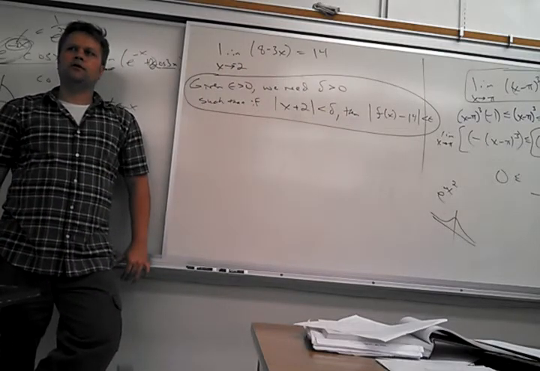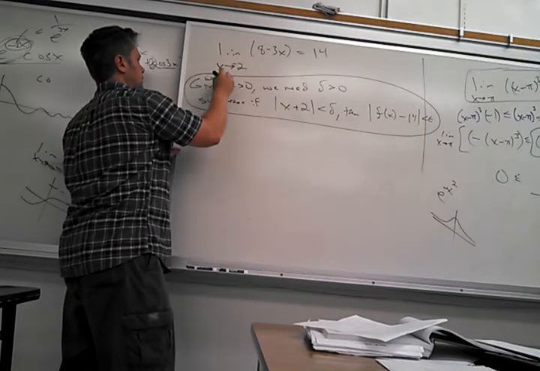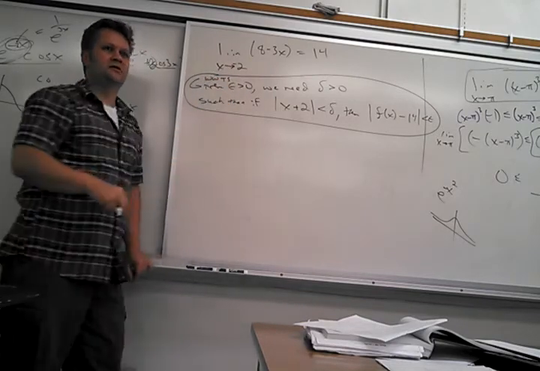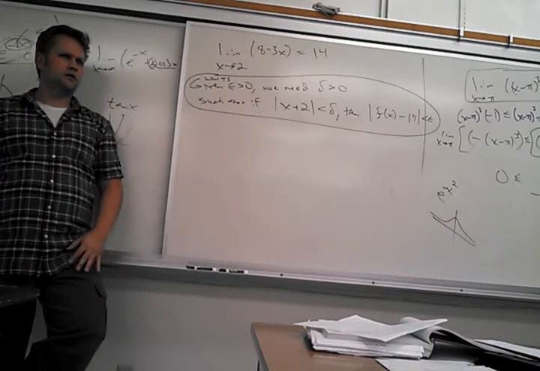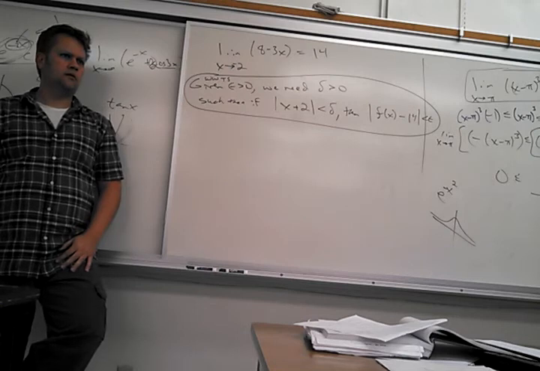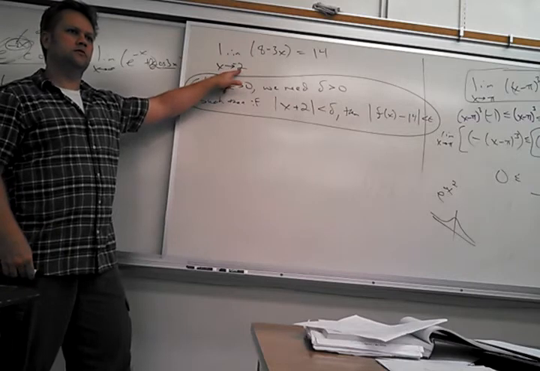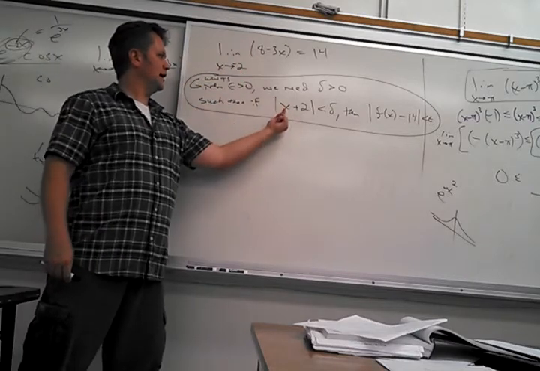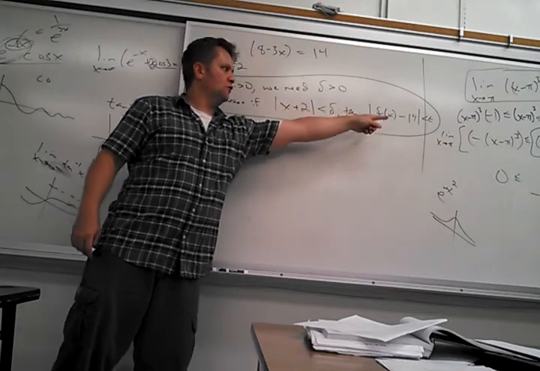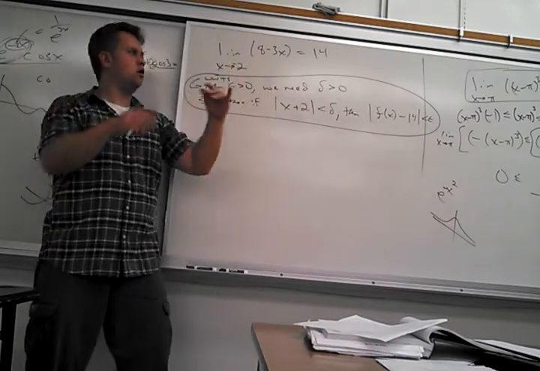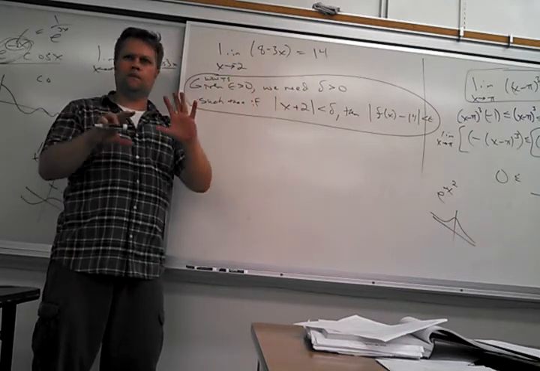Is that what you want to show? And very often we would say, WWTS, we want to show. That would be kind of like setting things up for ourselves. The absolute value of x plus 2, we got it from simplifying, x minus negative 2. The whole idea is as the distance between x and negative 2 gets smaller, then the distance between the outputs and 14 also has to get arbitrarily small in order for that to actually be the limit. That's the whole idea.